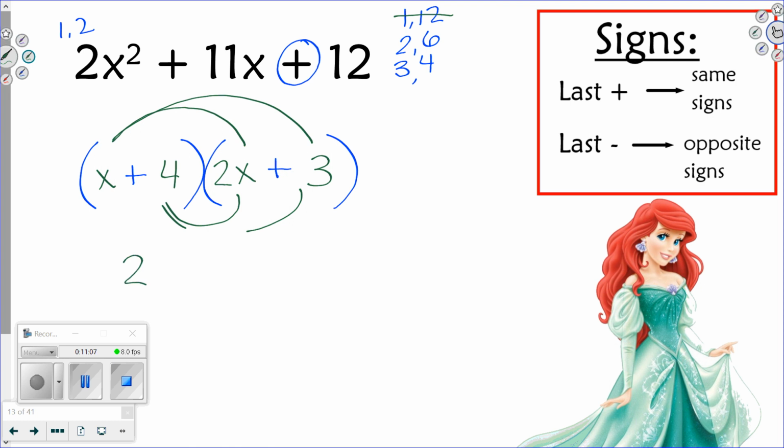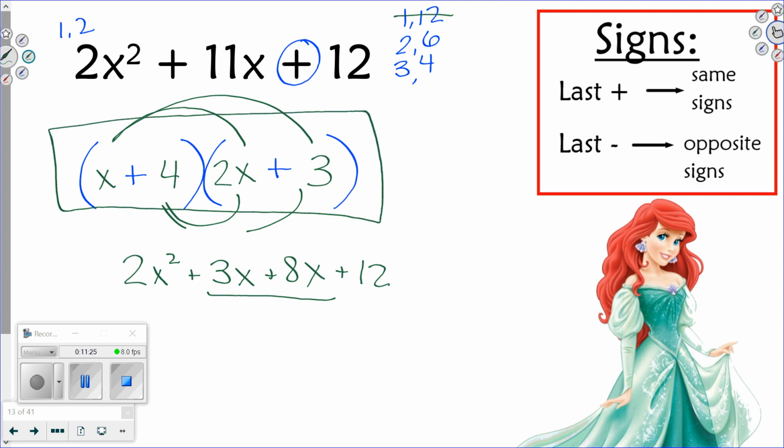That gives me 2x squared. That's 3x. That gives me 8x. And a positive 12. Do my middle terms give me 11x now? Yes, they do. So the correct factored answer is x plus 4 and 2x plus 3.